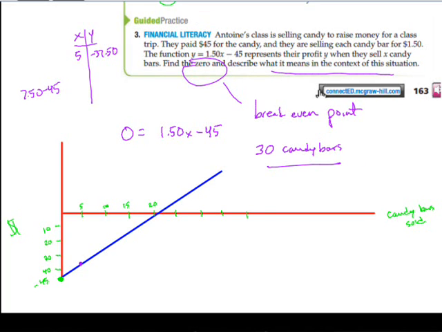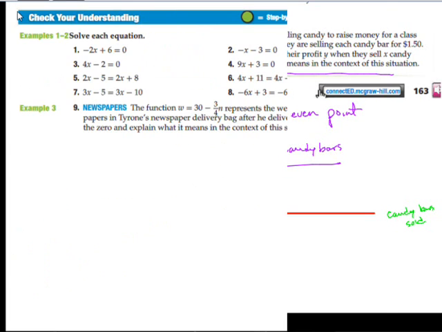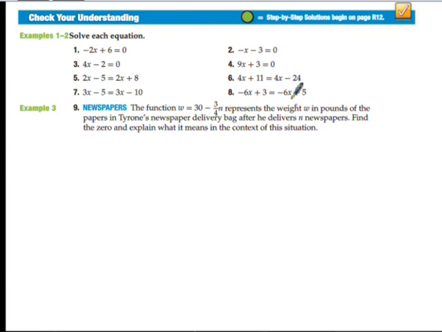Okay? Hopefully this stuff seemed pretty simple. What I'd like for you to do is try solving these 9 questions. Try solving them by graphing and then checking your work algebraically, okay? And we'll talk in class about why it's important to understand a graphic solution as well as an algebraic solution. Try those, and I'll see you tomorrow.